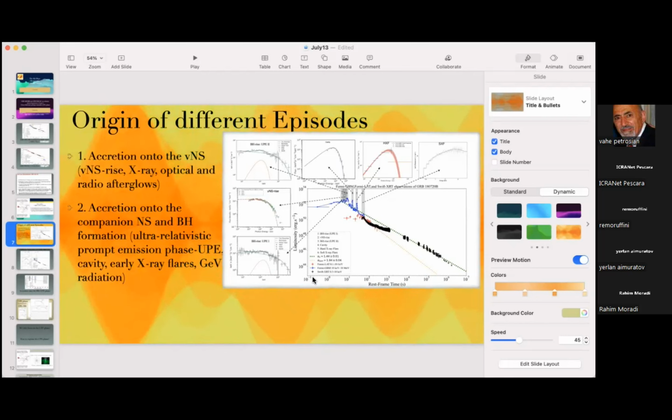But the accretion of the supernova on the new neutron star generates the synchrotron radiation, which we studied in many papers, the synchrotron radiation around the new neutron star spinning down. And this is the afterglow. And each one has its own gamma Lorentz factor.